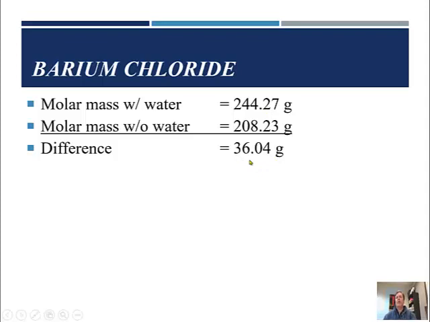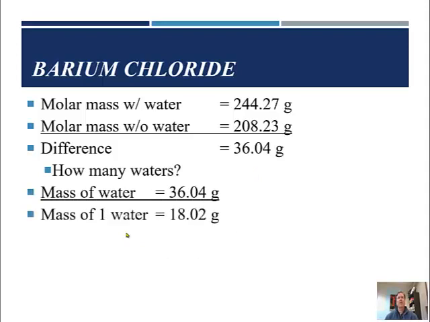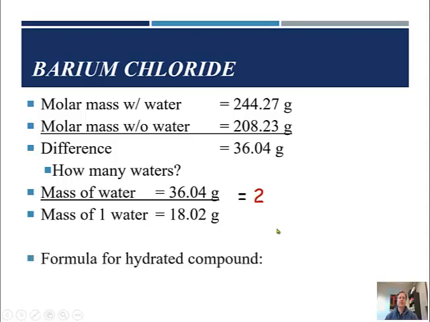Now to figure out how many waters that is, what we're going to do is take the water we lost and divide it by the molar mass of water. If you remember, it's 18.02. So we take 36.04 divided by 18.02, and what we find is 2. So there were 2 moles of water in it. So this is our number before the H2O. So our formula for this compound is going to be BaCl2 dot, meaning includes, 2H2O.